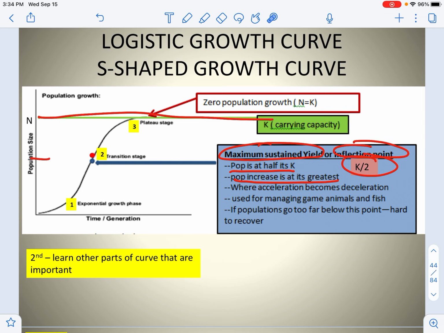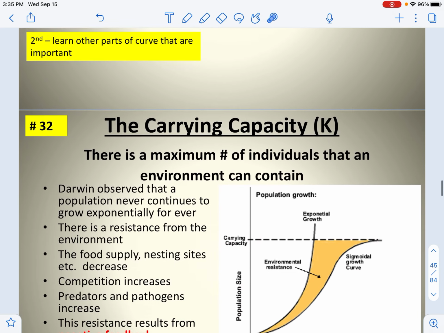So they try to keep populations below the carrying capacity, because when it's up here, things aren't getting enough food and things are dying. So a healthy population is right at the inflection point and maybe a bit above. We don't want to go too far below. Okay.